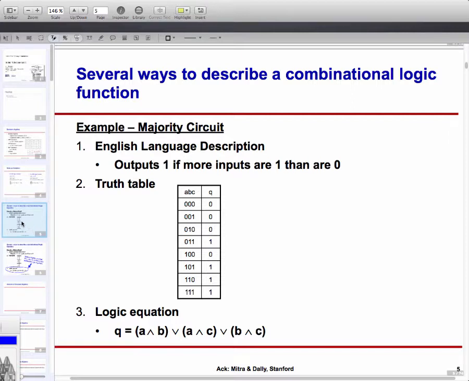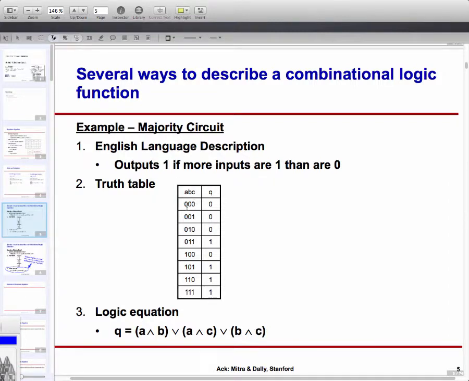So let's look at a circuit. What we want to do is take 3 inputs, A, B, and C, and output a 1 if more inputs are 1 than 0. So it's called a majority function. If majority of the input bits are 1, we are going to output 1. If majority of input bits are 0, we are going to output a 0, and assume that the number of inputs is odd, in this case 3.